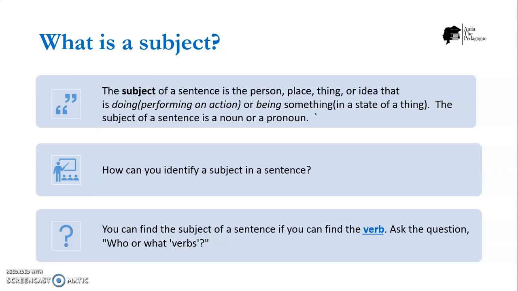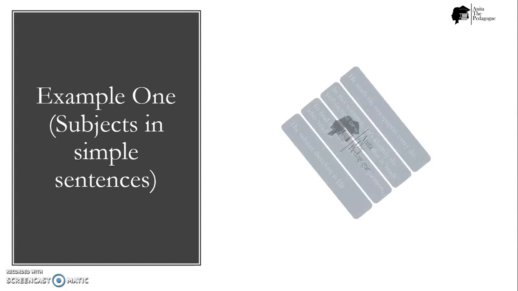How can you identify a subject in a sentence? Now you can find the subject of a sentence if you can identify the verb. Ask the question, who or what verbs? Let's take a look at our first example.